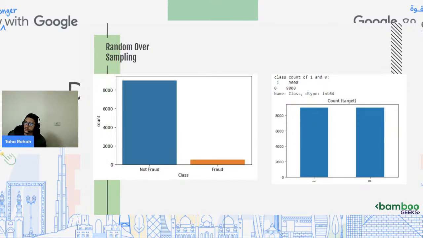It's the same thing for random undersampling, because I'm deleting rows, deleting data points, and deleting is always crucial. If I'm doing random undersampling, I may lose some critical or good information that those deleted data points may have been holding. So yeah, these were the random techniques.